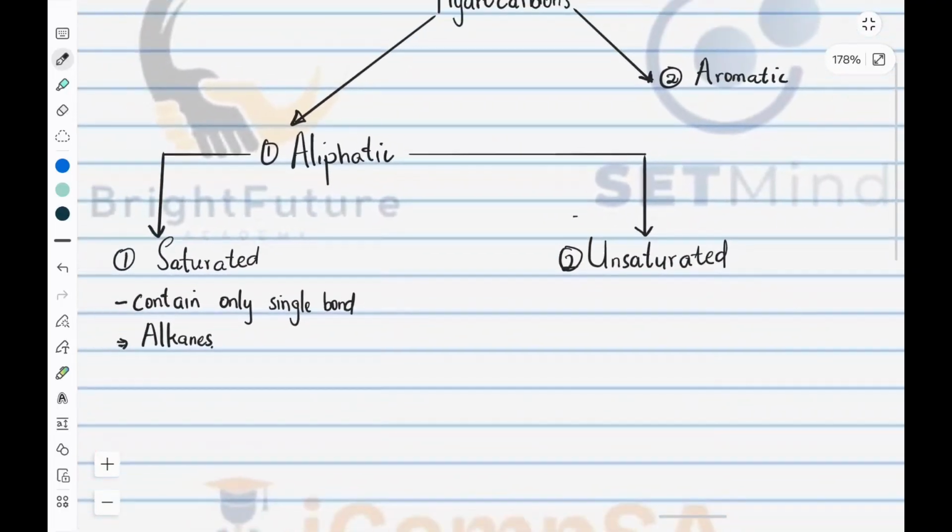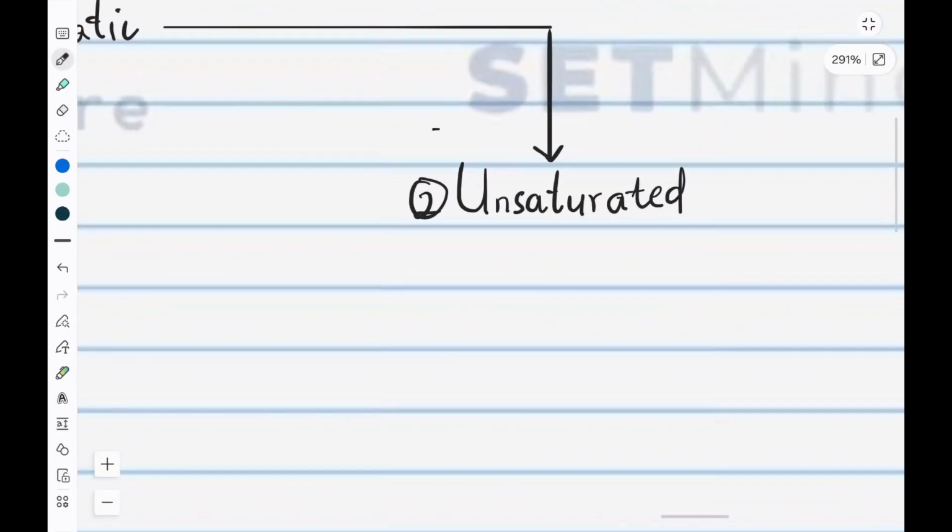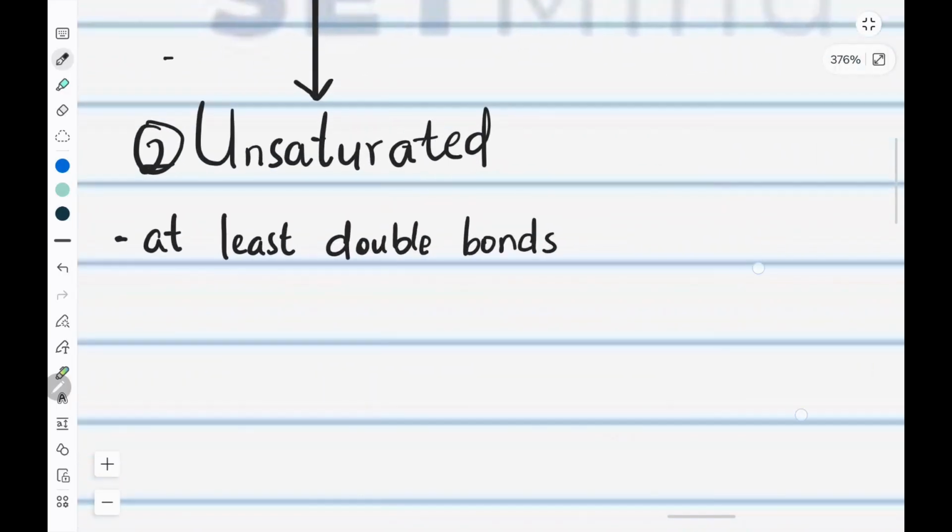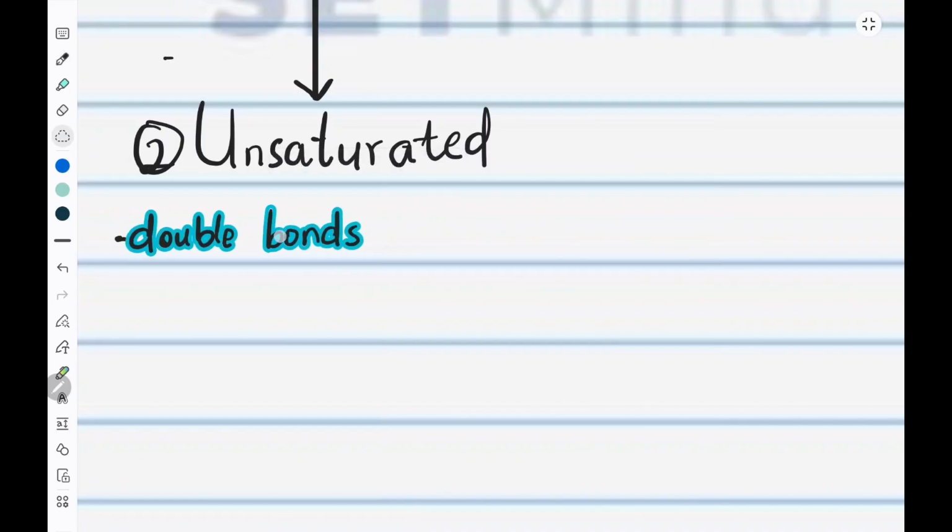And then when we go to unsaturated hydrocarbons, here we have multiple bonds, right? So we have at least a double bond or triple bonds. In fact, let's say double bonds and triple bonds.